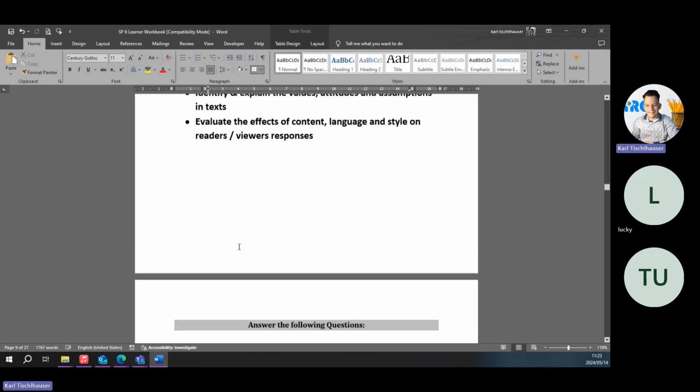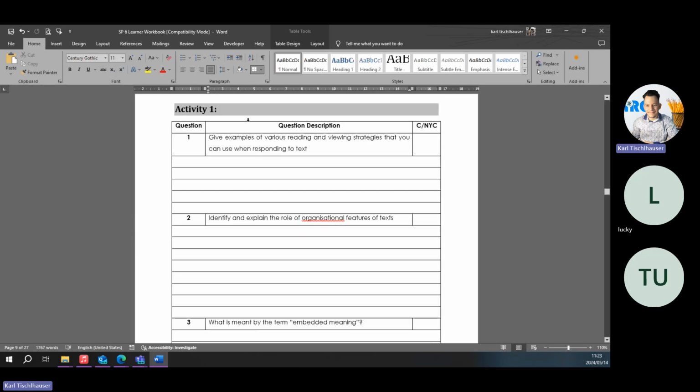Okay, so 6.2 says give examples of various reading and viewing strategies that you can use to respond to text. There are many different ones. I want you to do research. I want you to go look in the guide. There's a few of them mentioned in the guide. I'll give you an example. One of them would be skimming. Skimming is when you read through a document and you just look for keywords. That's one. There are so many others. You just need to give me, I think, about three examples of these.